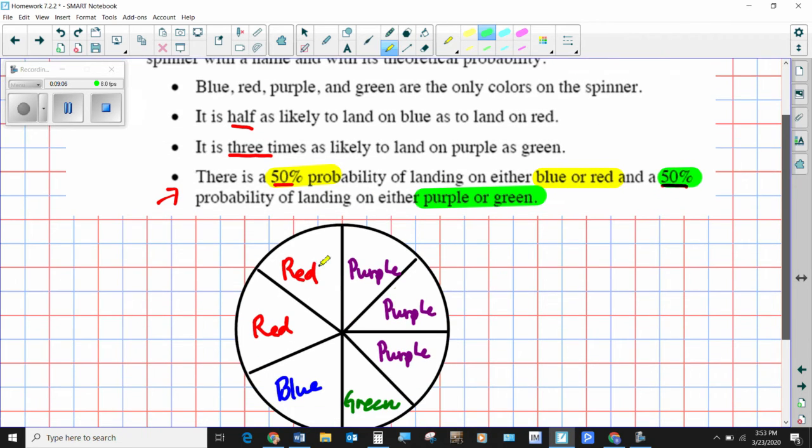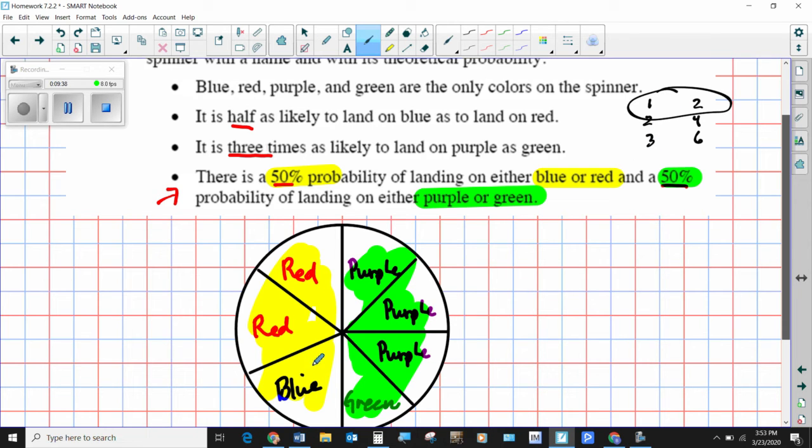So what I did was I just decided 1/2 of my spinner was going to be for the blue and the red, and the other half is going to be for the purple and the green. So once I cut my spinner in half, now I'm going to look up here. It says it is half as likely to land on blue as red. So there's half as many blues as red. That means if there was 1 blue, there'd have to be 2 reds. If there were 4 reds, there'd have to be 2 blues, because that's half of that. If there were 6 reds, there'd have to be 3 blues. So I decided to go with 2 reds and 1 blue. So there's half as many blue as red, and this takes up half of the spinner.